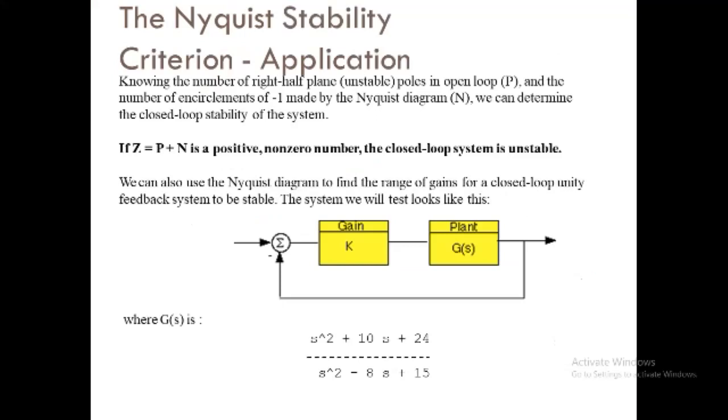So these are the Nyquist stability criterion applications. Knowing this number of right half plane poles, the same diagram can be considered as before. If Z is equal to P plus N, and it is a positive non-zero number, then the closed loop is unstable. We can also use the Nyquist diagram to find the range of the gain for a closed loop unity feedback system to be stable. So consider this example where G(s) is given as s squared plus 10s plus 24 over s squared minus 8s plus 50.